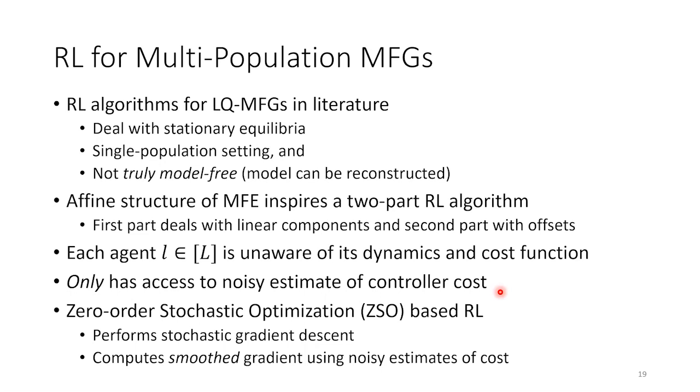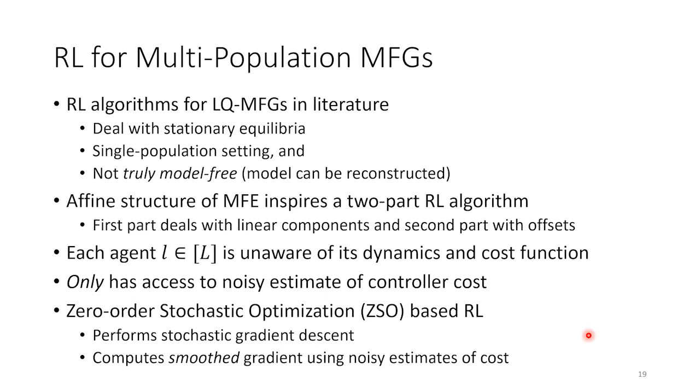So basically, in the past, what people have done in the literature is assume access to the cost and also the state and action sequence. For us, we don't assume access to state and action sequences, because that makes us not truly model-free. We propose zero order stochastic optimization based RL, which performs gradient descent on an underlying cost function in a stochastic manner, by computing the smooth gradient using noisy estimates of the cost.